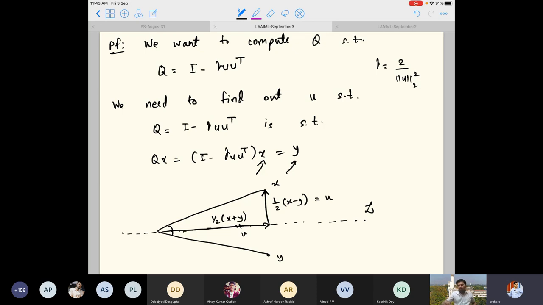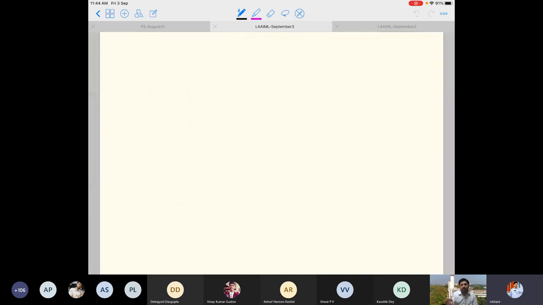Because you want this u to go down, minus u, that is what should happen. And this v, which is half of x plus y, should remain on the line under the action of Q. That is how you want to build your Q. So we want to construct the reflector such that Q of x minus y is actually y minus x. That is what you expect. And you want Q of v to be equal to v. That is another objective, and you will want to see that this happens.